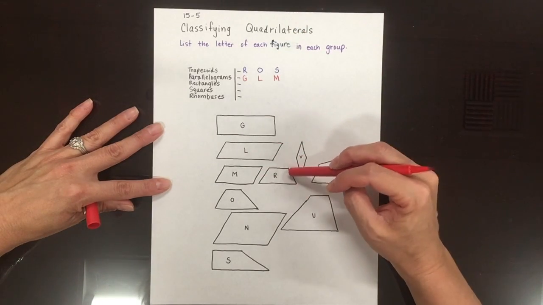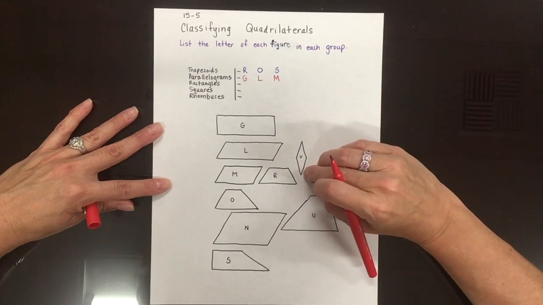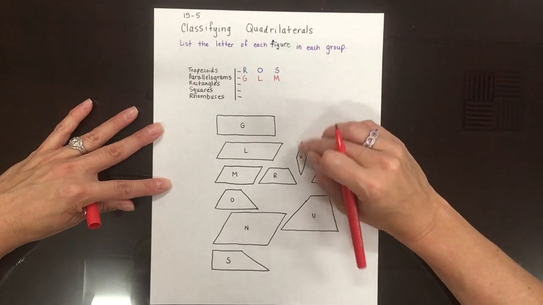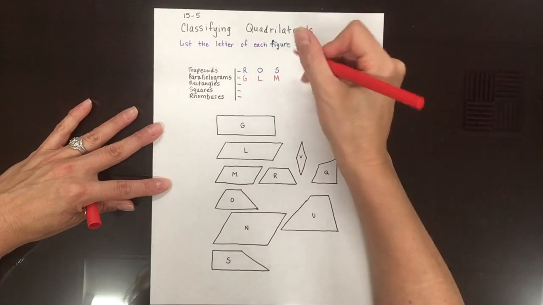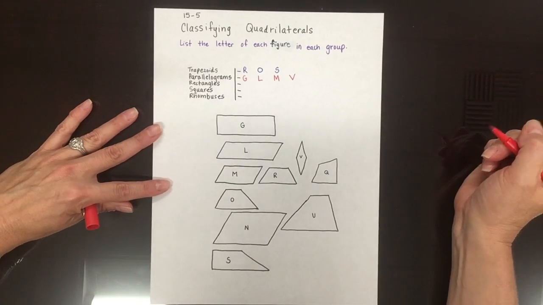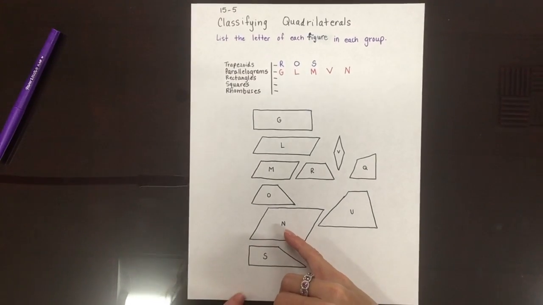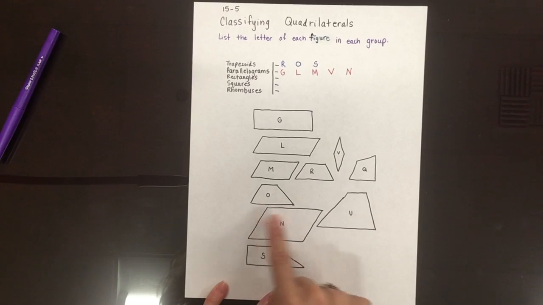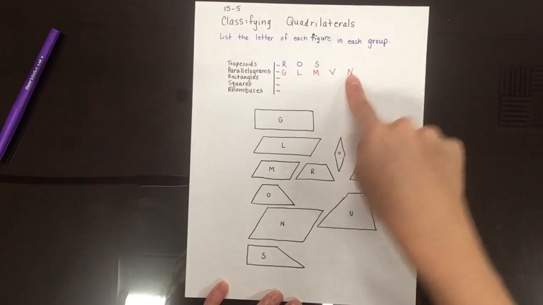Okay, R, no, because those two sides are not. Let's look at V. If I were to look at this and this, is that parallel? Yes. Are these parallel? Yes, so both pairs of sides are parallel. So V is actually also a parallelogram. Okay, and if we look at this figure here, we can see it has both pairs of sides parallel, so N. Okay, so these are all parallelograms.